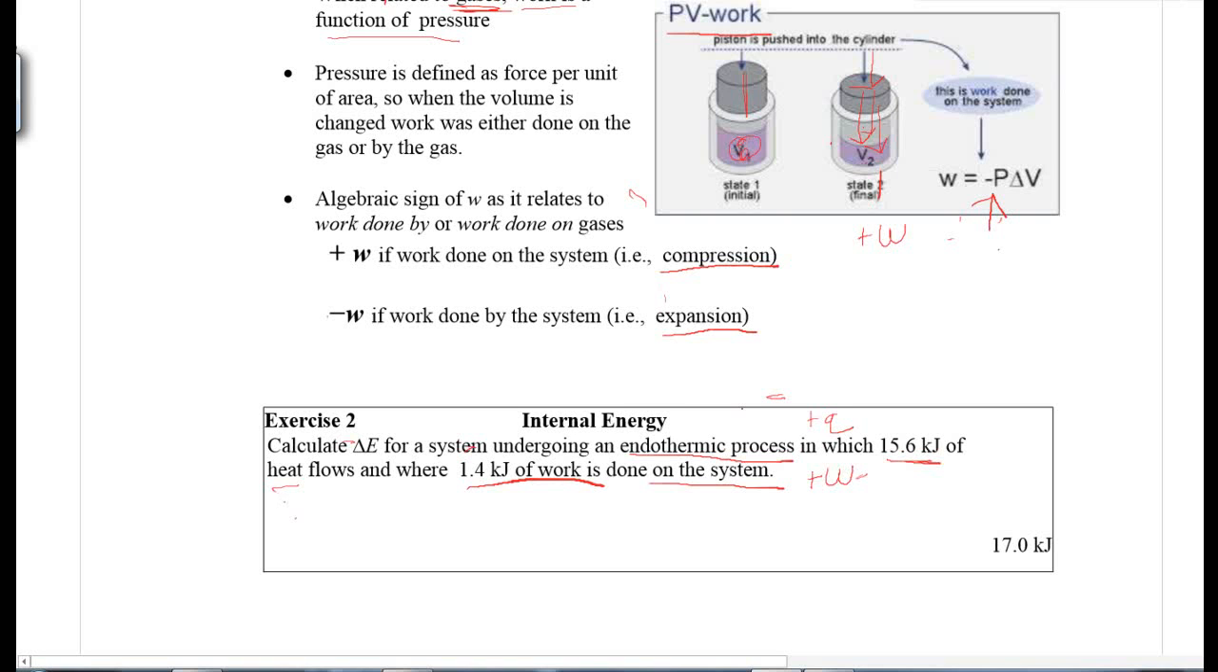Okay. So what I know is the total change in energy is equal to Q plus W. And Q is positive, and in this case W is positive, so I'm simply going to add these together. 15.6 kilojoules plus 1.4 kilojoules is going to give me 17.0 kilojoules. Or it should be 17 kilojoules because I only have two sig figs here.